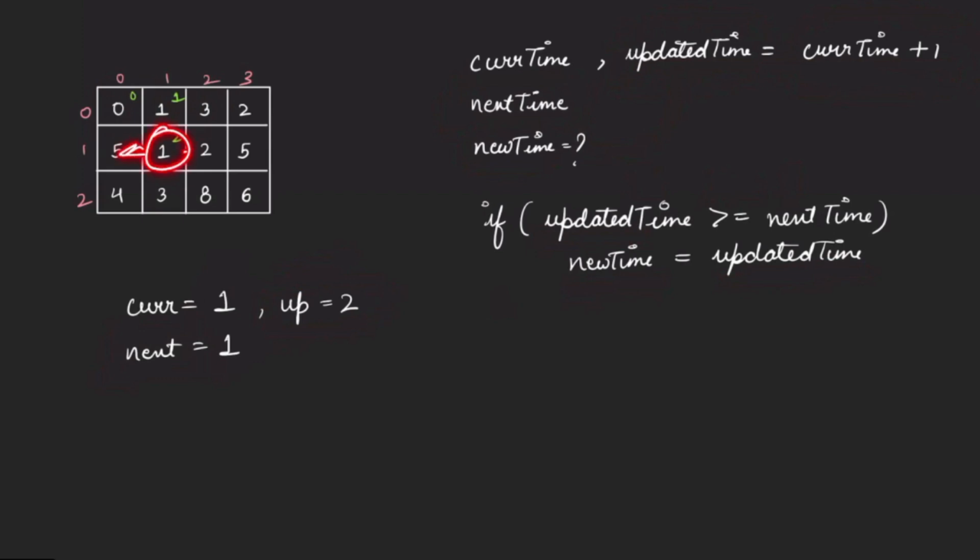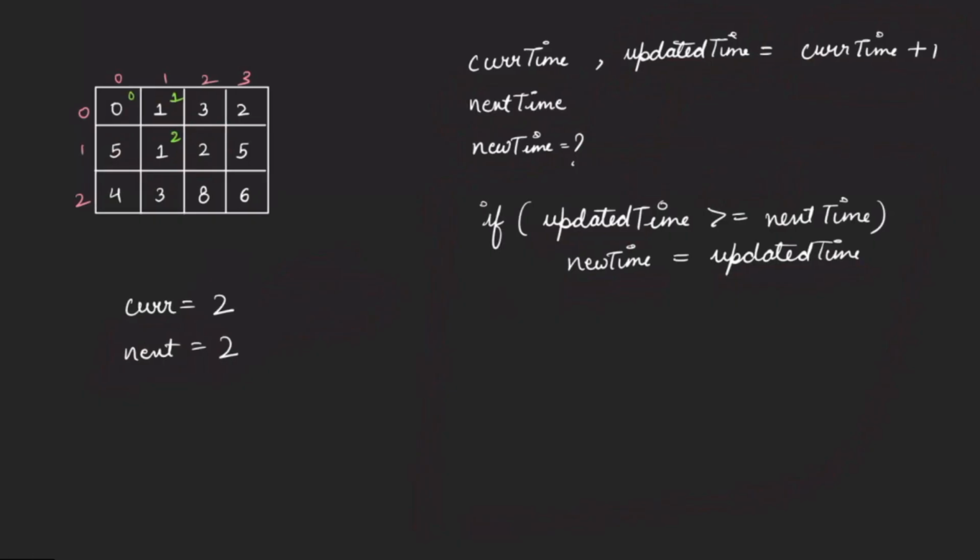Then from here, we can go to here or here. Let us consider that we are going to this particular 2. I'm just trying to identify all the scenarios so you can identify what is going to be your new time, right? So let's suppose we are going to this particular cell 2. Now in this case, the current time is 2 and the value in the next cell is 2. The next time is also 2. Now updated time will become 3. 3 is greater than or equal to 2. So new time will become equal to 3, right? So the time for this cell will be 3.